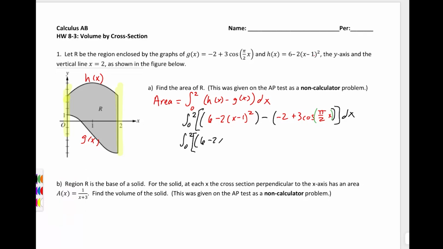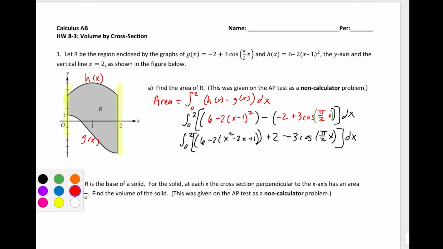Oh, wait, let's not distribute that 2 quite yet. 2 times x squared minus 2x plus 1. A lot of parentheses here to be careful with. Minus, let's see, so we've got plus 2 and then minus 3 cosine of pi over 2x. Now I can combine like terms, and I don't think I'm going to distribute this negative 2 as a separate step. We'll just implicitly do this as we start combining like terms.